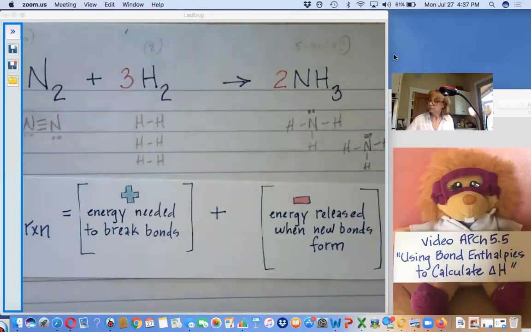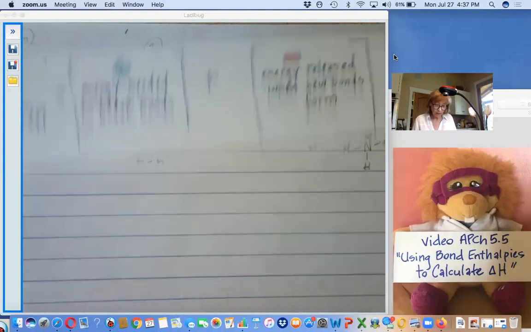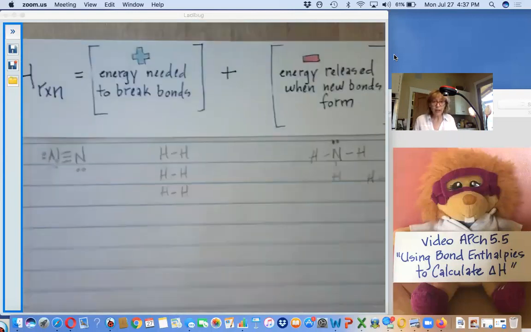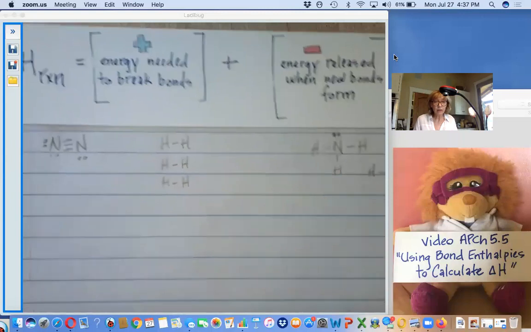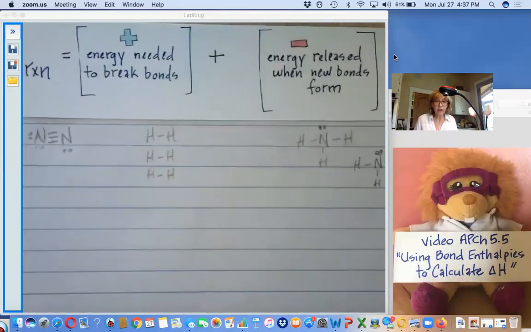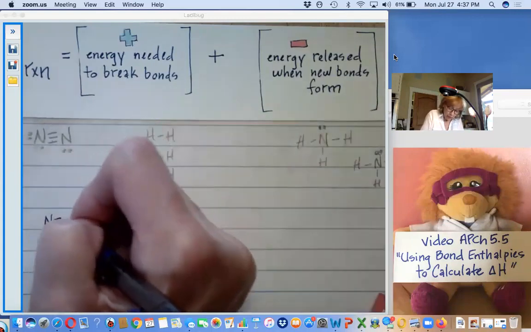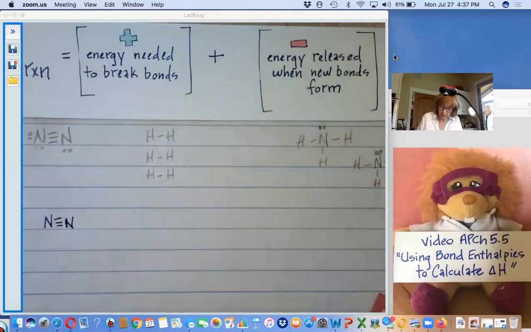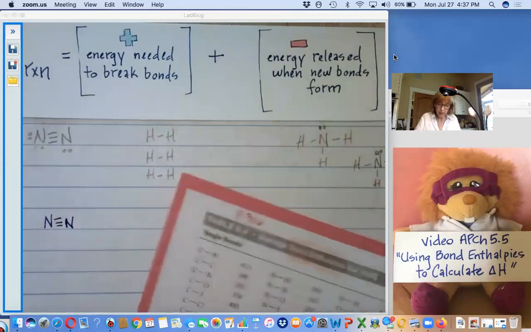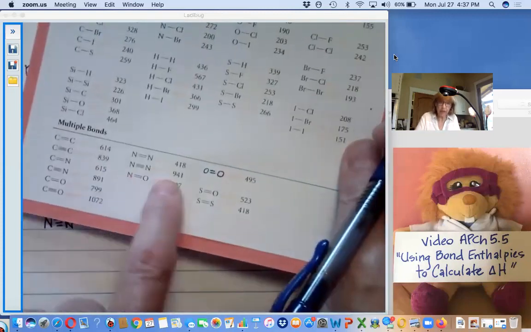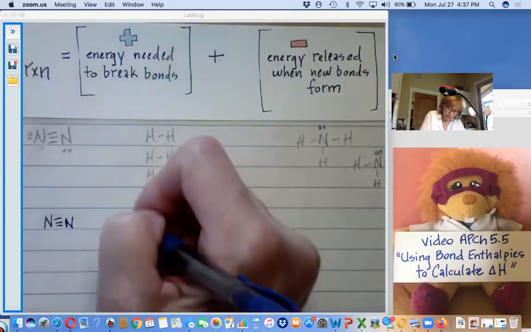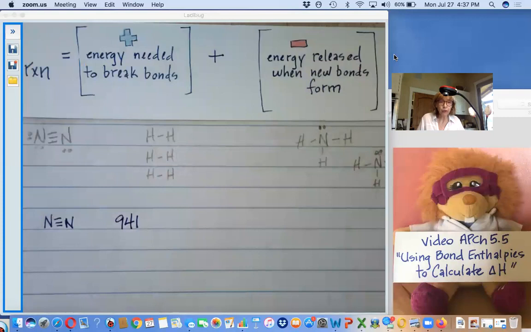So, the first bond that I need to break, let's get this all on the page here. I need to break the N triple bond N bond. That bond has an enthalpy value of 941 kilojoules per mole.